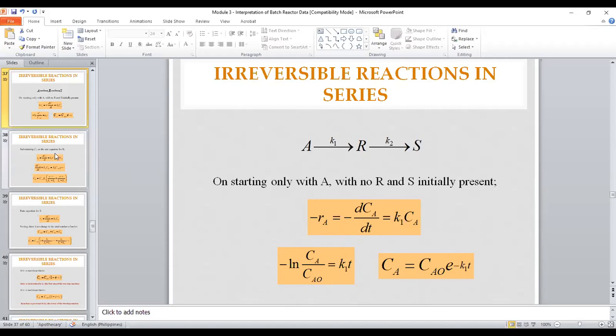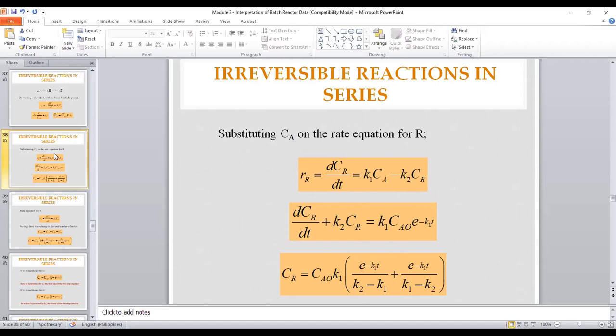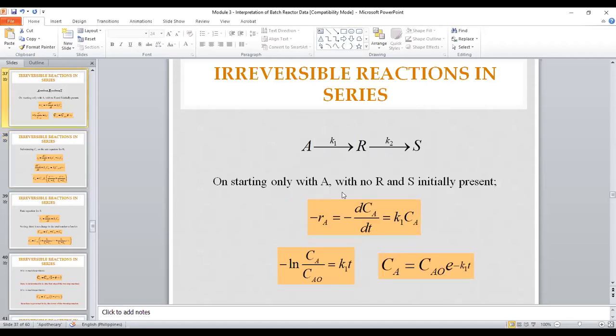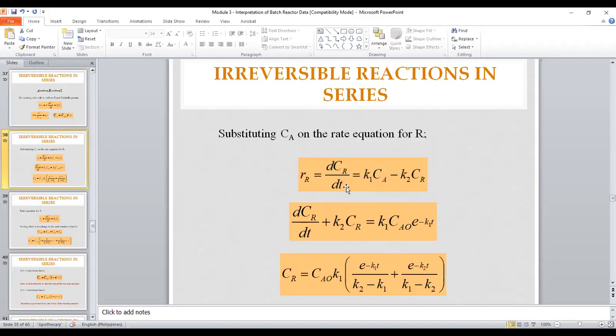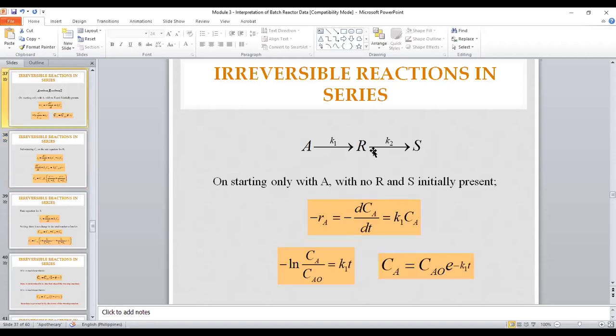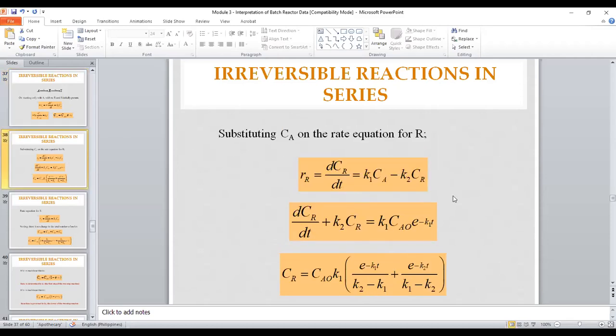Now we go to the next. If we set up the rate equation in terms of R, and R is being produced from the first reaction, so R is a product of the first reaction, then we write it as positive. So dC_R/dt here is positive, and it's k1 C_A. But R is also being consumed in the second step, so that would be k2 C_R, as you can see here. It's a minus because we have written the rate in terms of R considered as a product.